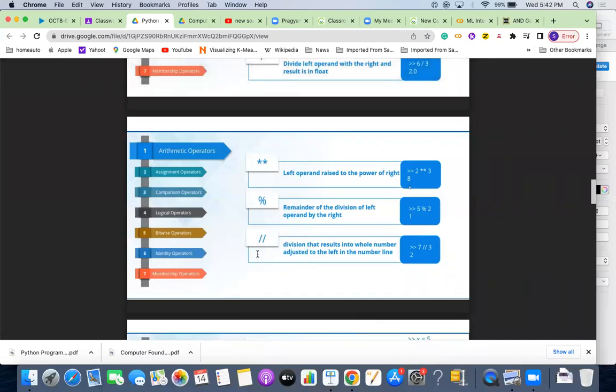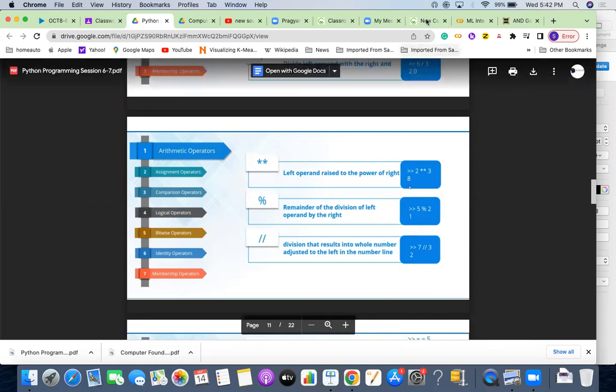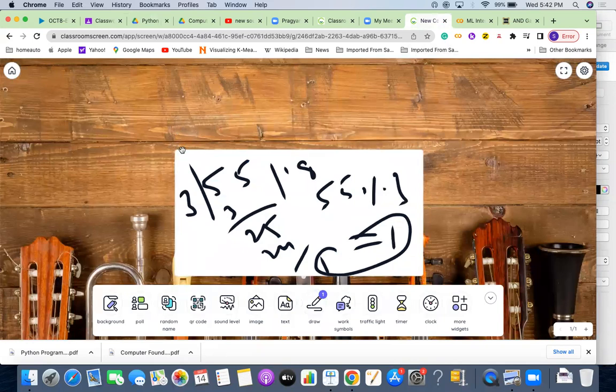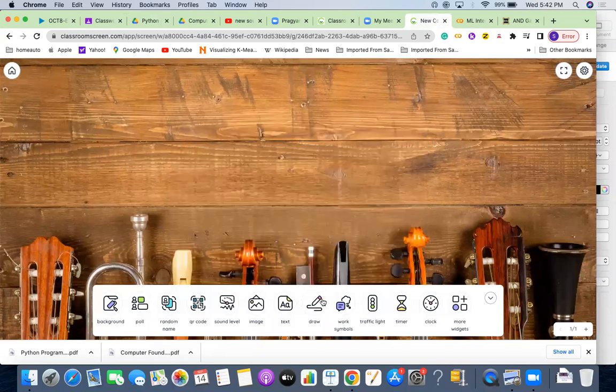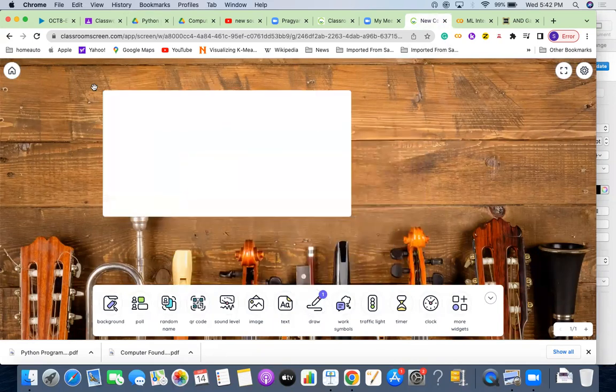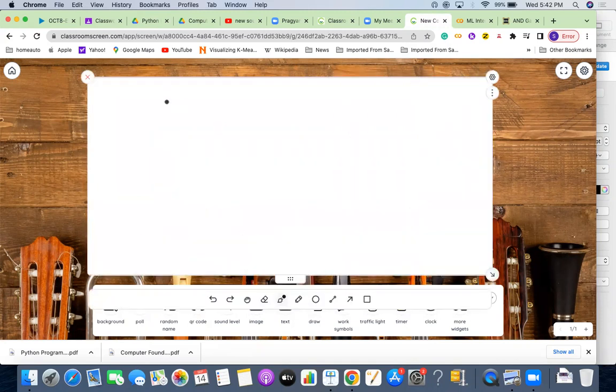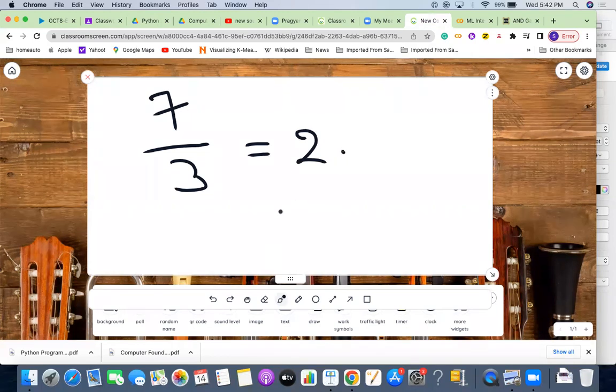This is called floor division, or integer division. Let me explain that again. Now assume I am dividing 7 by 3. What would be the output? The output will be 2 plus something. So 1 by 3. See how it will be divided.